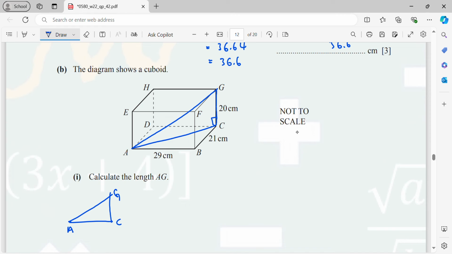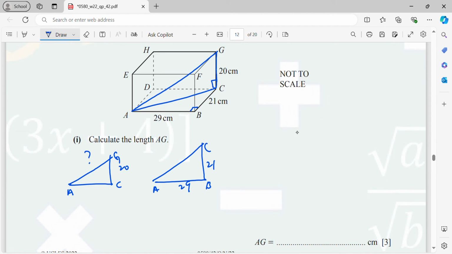So I need to find what is my AC first, because GC is 20. AG is unknown. I need to find AC. So AC is basically, again, another perpendicular. Right, so here is my AC. This is A, B, C. My AB is 29. BC is 21. So AC is using Pythagoras theorem. So that is the hypotenuse. So it means that AC square is 29 square plus 21 square. That is going to be 1282.